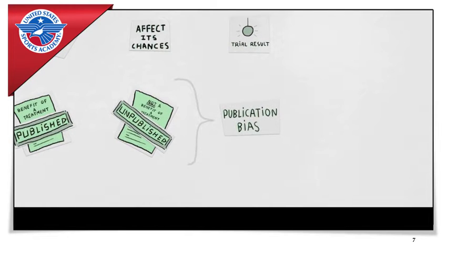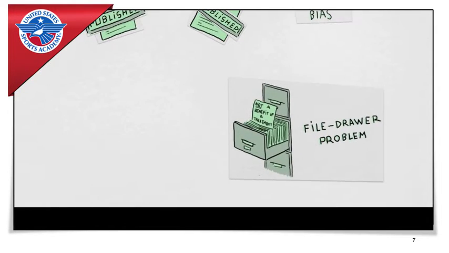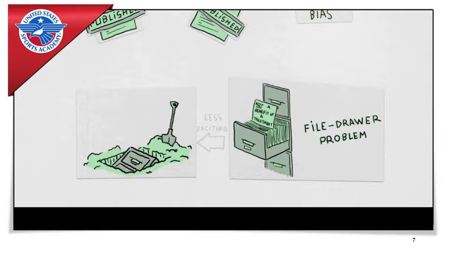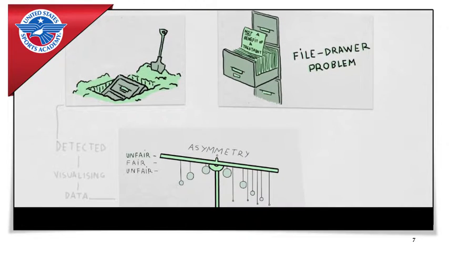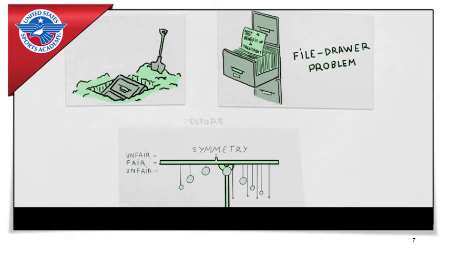This is known as publication bias or the file drawer problem, where results considered less exciting are filed away and never see the light of day. This can sometimes be detected through visualizing the data when it induces asymmetry. We can even try to correct for this kind of bias by applying statistical techniques to restore symmetry to the data. We can estimate what the true unbiased answer to our research question is most likely to be.